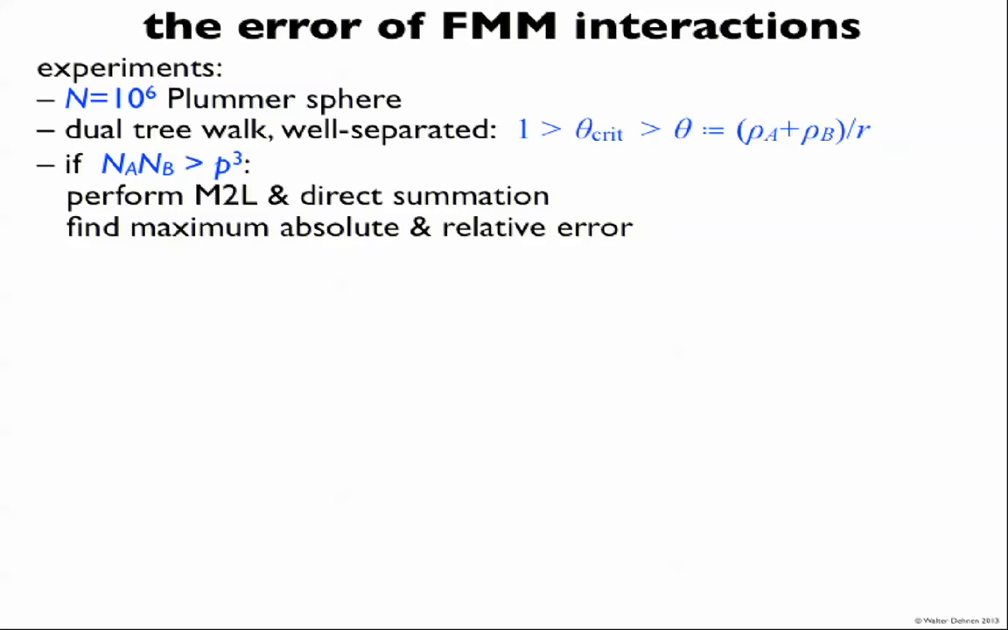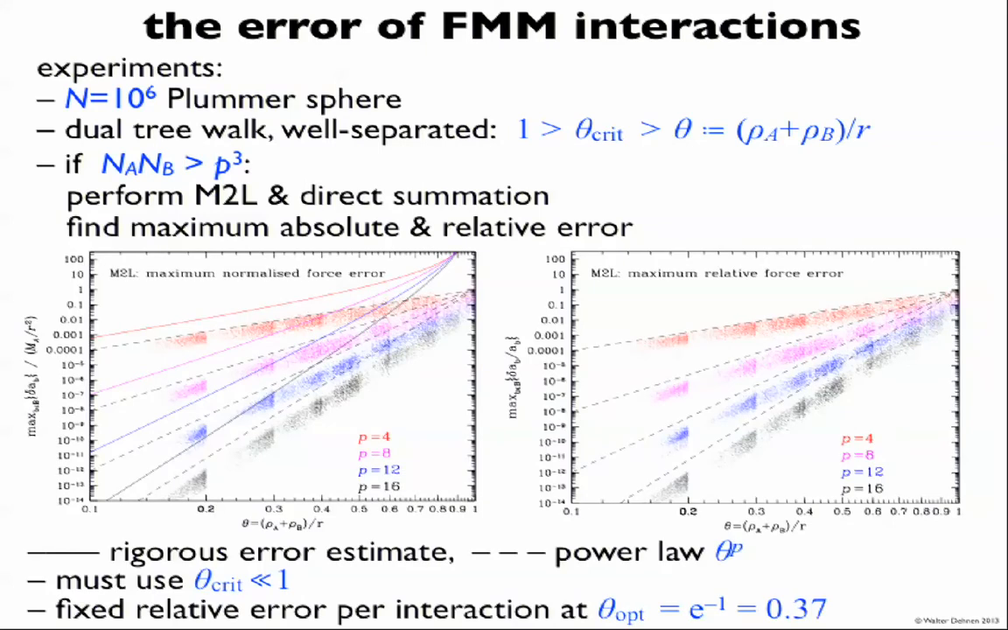And then I can do the M2L interaction between these two cells, and then evaluate it, and I can also do direct summation between the two cells. For this particular interaction, I can measure the error that this interaction has for each individual particle, and I can then find the maximum error, and the maximum relative error, and then I can plot them. And this is what I get. So here, it looks not so nice on the screen, but it doesn't really matter. You see most of the things. So here is the opening angle, this thing here.